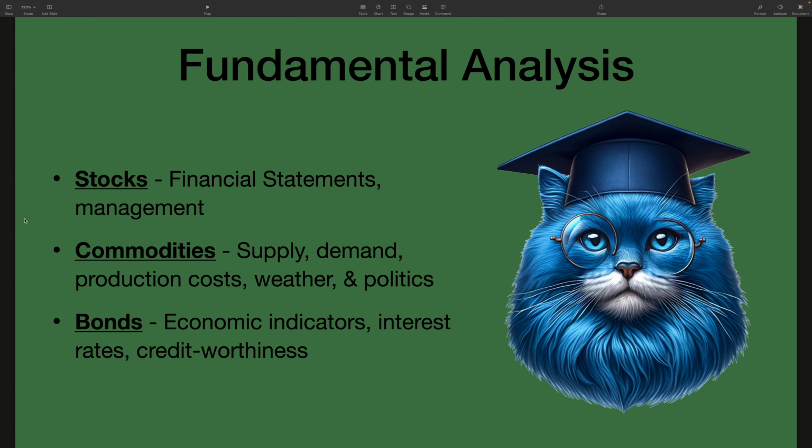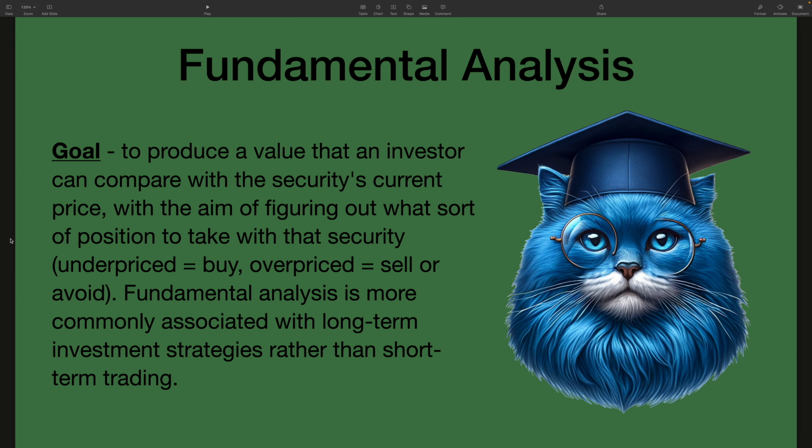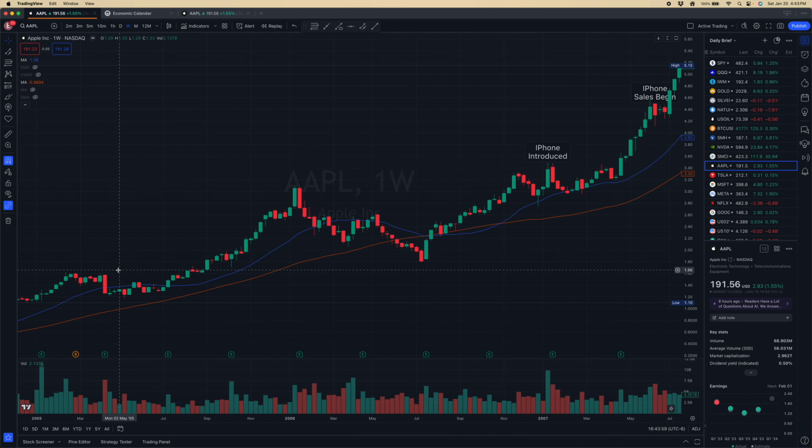The goal of fundamental analysis is to produce a value for an investor that they can compare with the security's current price, with the aim of figuring out what sort of position to take in the security, whether it be underpriced, which means go buy it, or overpriced, go sell or avoid it. Fundamental analysis is more commonly associated with long-term investing strategies rather than short-term trading. Before we go on in the slides, let's take a look at an illustration of a fundamental analysis.